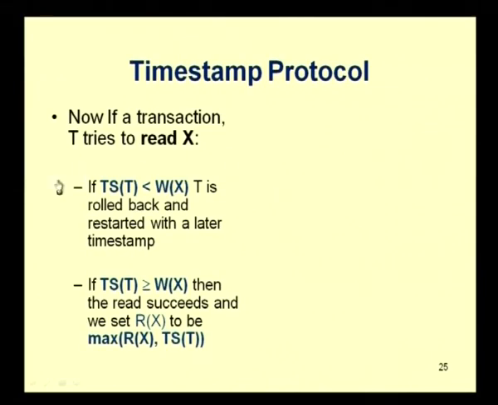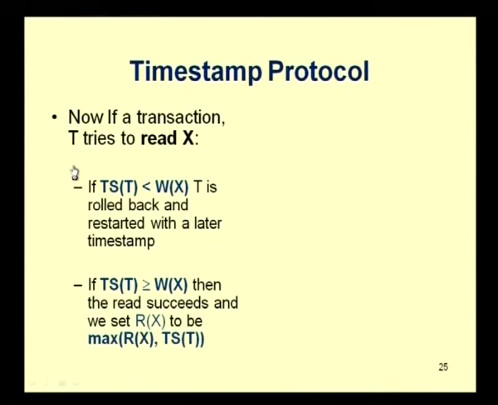Let us look at the timestamp protocol. If a transaction T tries to read X, and the timestamp of that transaction is less than W of X, T is rolled back and restarted with a later timestamp. If the timestamp of that transaction is greater than or equal to W of X, then the read succeeds, and we set R of X to be the maximum of R of X and the timestamp that we have. So, this is the timestamp protocol.